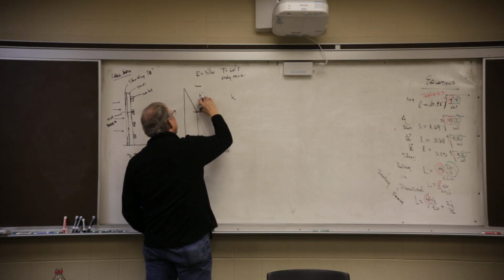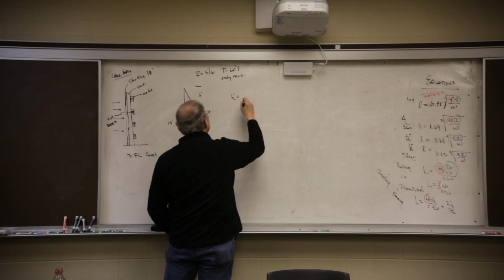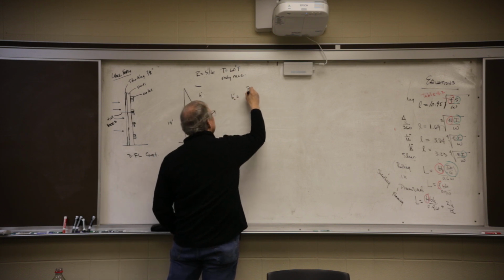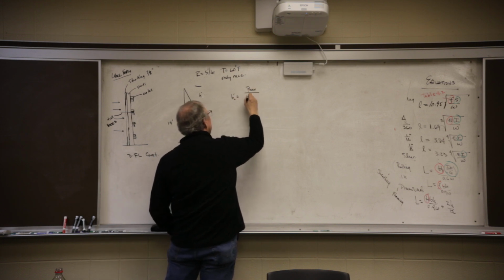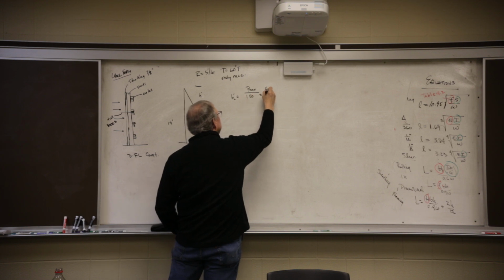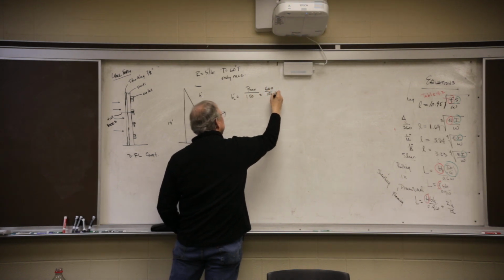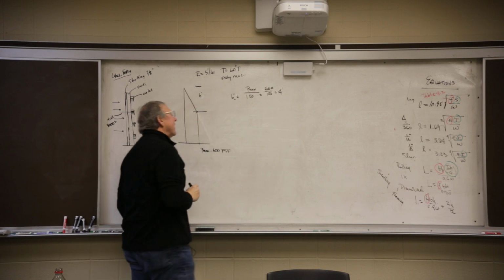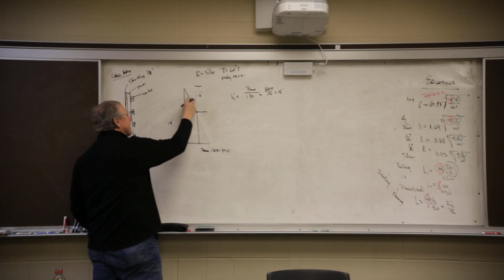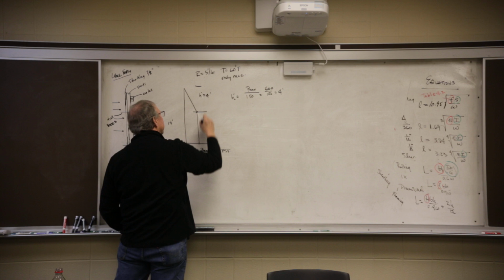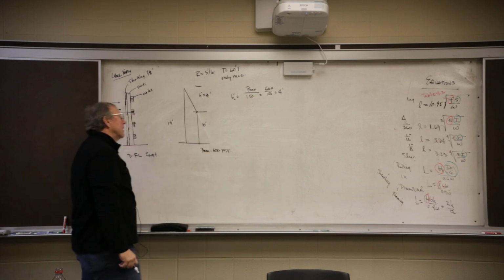I'll call it H prime. H prime equals P max divided by the unit weight of concrete. So 4 foot down is where that break happens. So this is 4 foot, and that would be 10 feet.